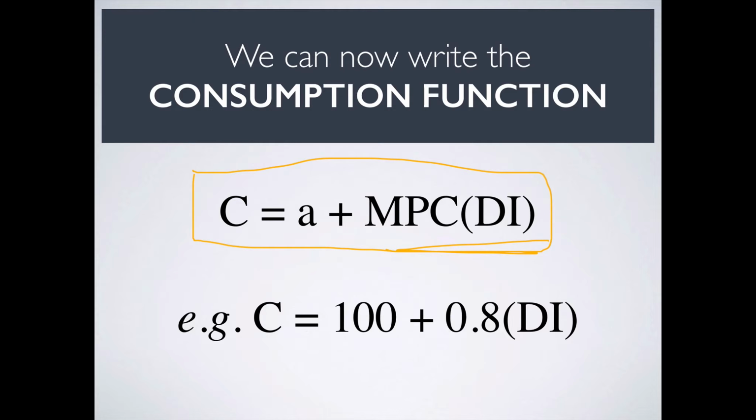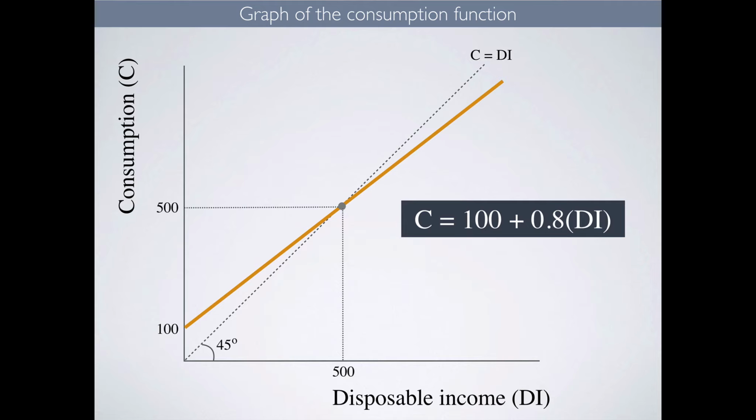So if we put in some numbers for this, like we said before, let's say that the MPC is 0.8, and let's say that little a is 100. Then we would have C equals 100 plus 0.8 DI. The next thing we do is create a graph of this function. We've got consumption here on the vertical axis and disposable income down on the horizontal axis. Our function again is 100 plus 0.8 DI. That means it's going to have a vertical intercept here at 100, and it has a slope of 0.8. When we graph it, we're going to consider it relative to this 45-degree line.